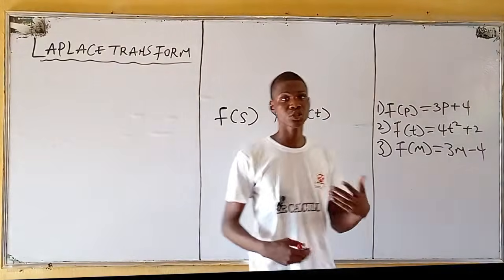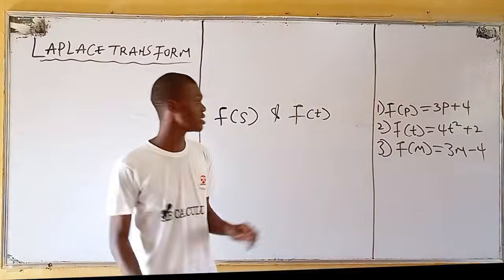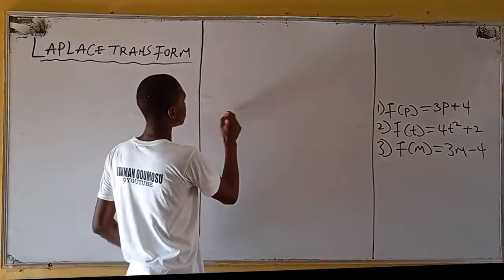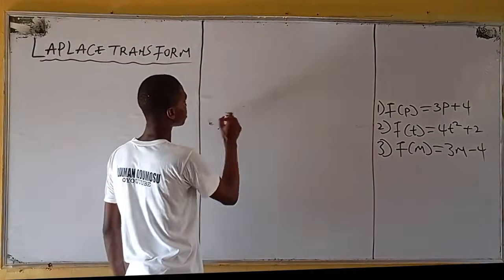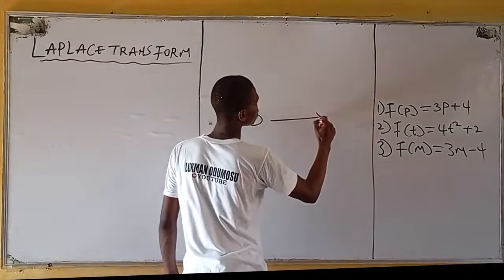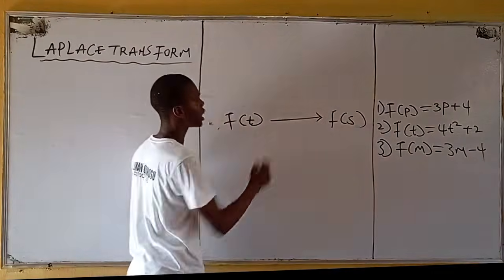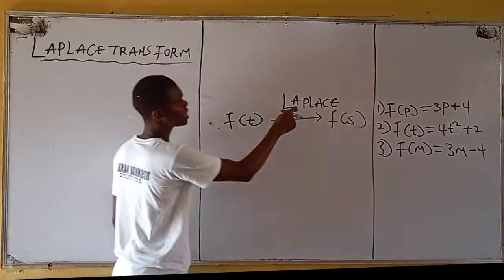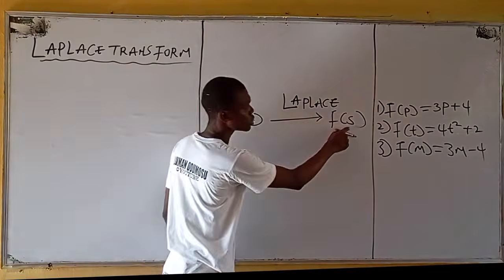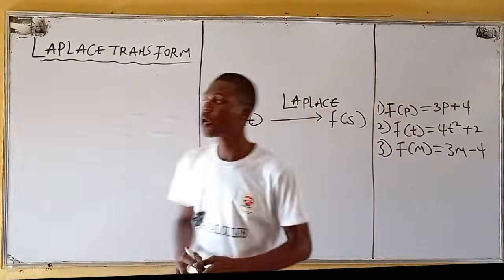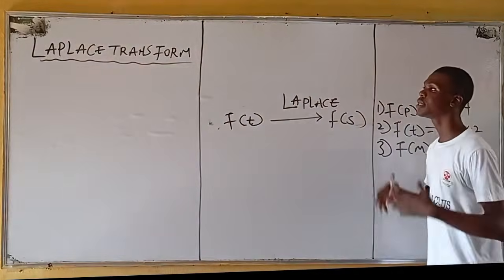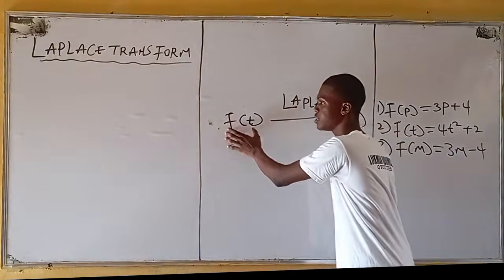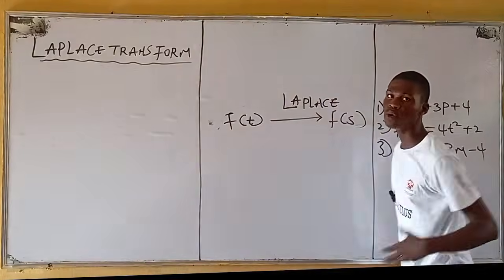But the two commonly used variables in this case are f of t, meaning that you are converting f of t, transforming f of t to f of x. How do you do that? You take the Laplace of f of t, and it will give you what? F of x. That's how it works. So now, since we understand that all we want to be doing about Laplace is that I'll be giving a function f of t, then convert it to f of x, how do I go about it?